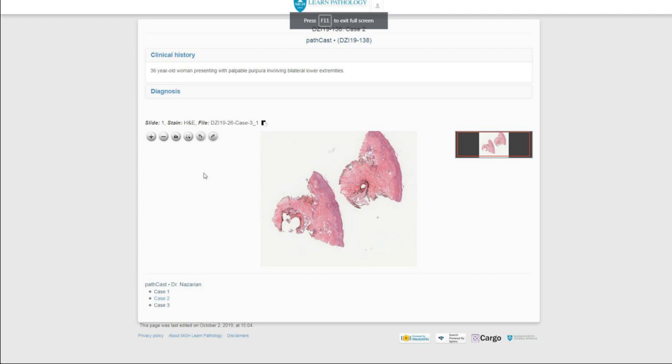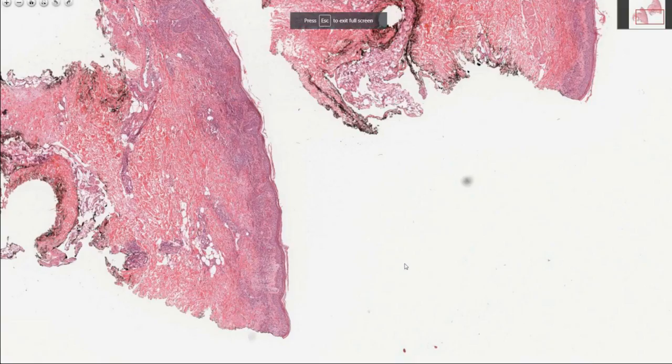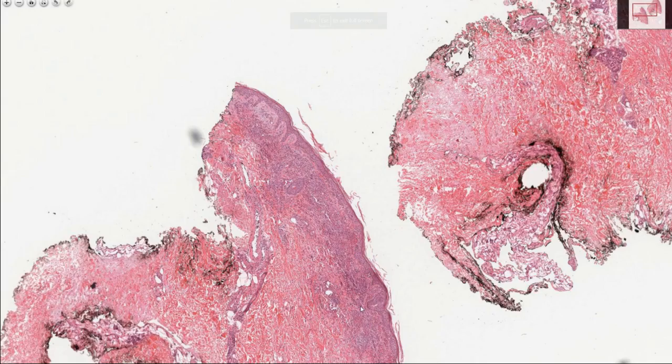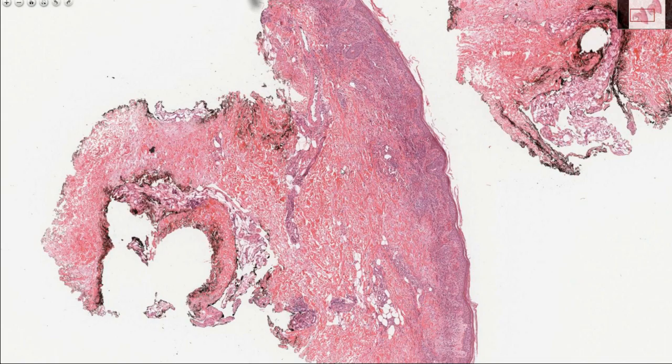This patient is a 36-year-old woman who presented with palpable purpura involving her bilateral lower extremities. Her skin biopsy demonstrates an inflammatory infiltrate predominantly affecting the superficial dermis. As you can see, the deep dermis is uninvolved. The epidermis appears unaltered.